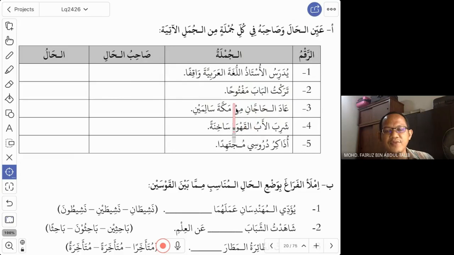Taraktu al-bab maftuhan. Anyone? What is the meaning of the sentence? This is from the fi'il taraka yatruku. So what did I do to the bab? The door is left open. Yes, correct. But this is not "is left." This is "I left." This is still in the active voice. So I left the door open.